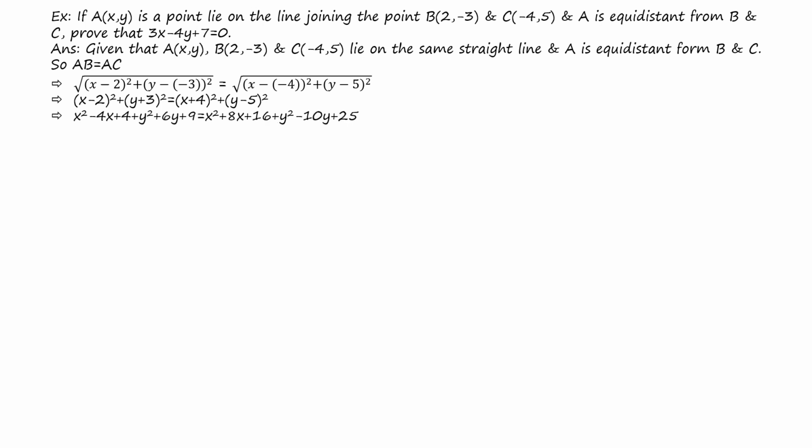On expanding the square factors, we get x square minus 4x plus 4 plus y square plus 6y plus 9 equals x square plus 8x plus 16 plus y square minus 10y plus 25. Now, cancelling x square and y square on both the sides, we get minus 4x plus 6y plus 13 equals 8x minus 10y plus 41. On simplifying, we get 12x minus 16y plus 28 equals 0. On dividing by 4 on both the sides, we get 3x minus 4y plus 7 equals 0. Hence proved.